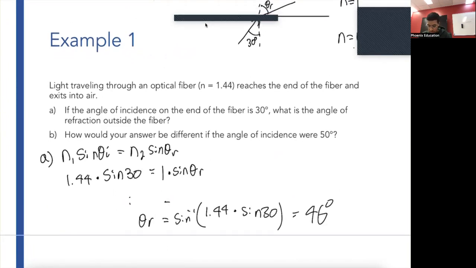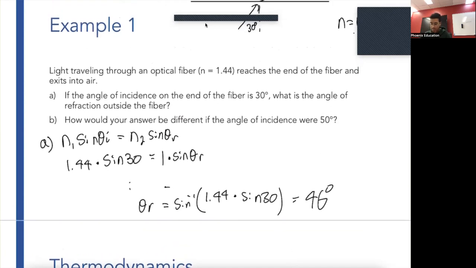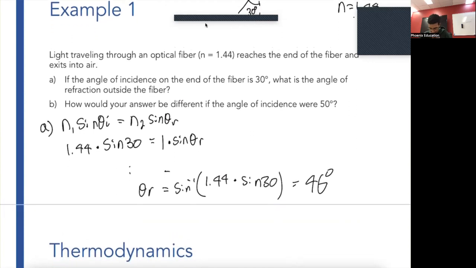Okay. So have a go with part B. We don't really have that much time to go through all of them because we have a lot to cover. But have a go with part B after we're done with this.